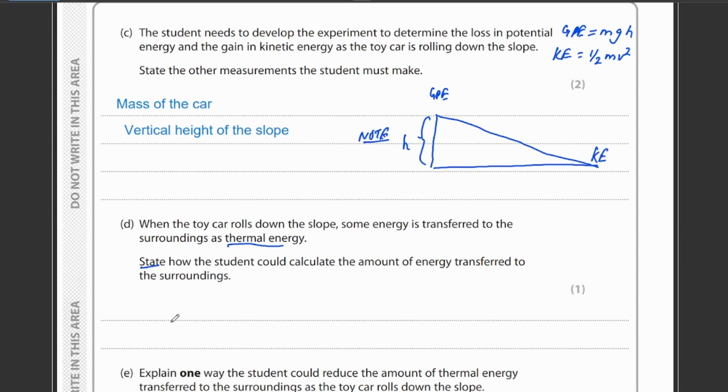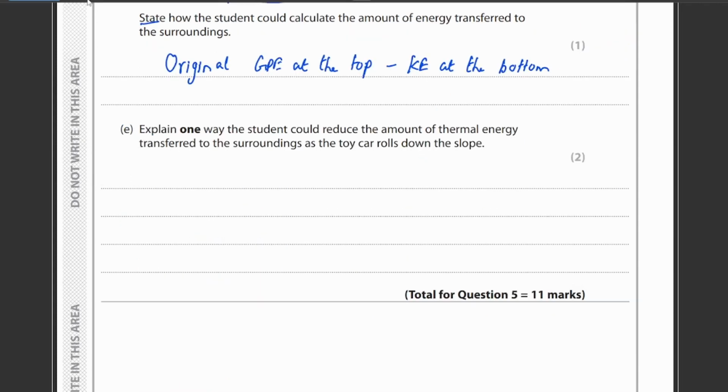So the best way to describe this is to say original GPE at the top. You don't really have to say original, or GPE at the top minus KE at the bottom. If you take away the KE from the GPE, then you should work out the difference, which should be equal to the amount of energy transferred to the surroundings. Next question. Explain one way.